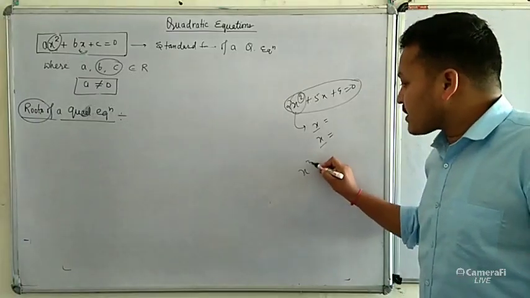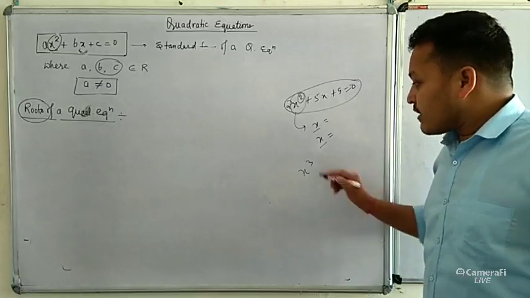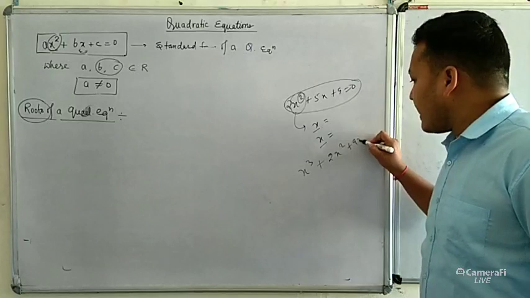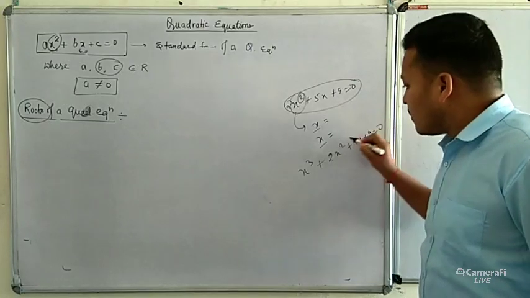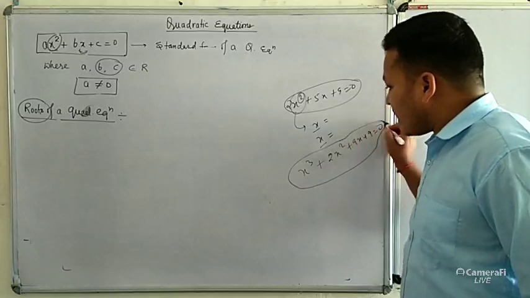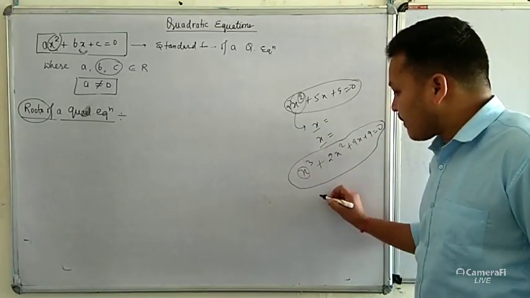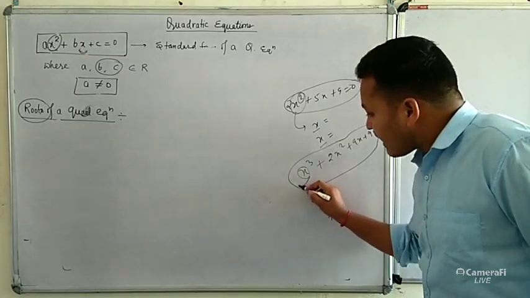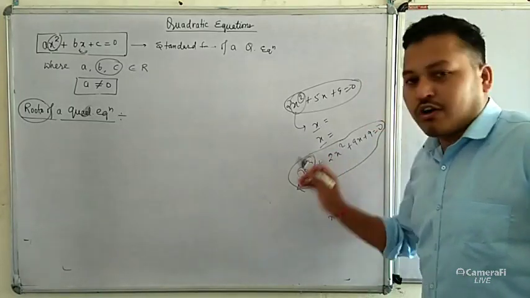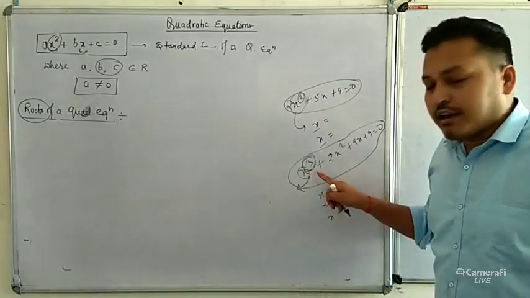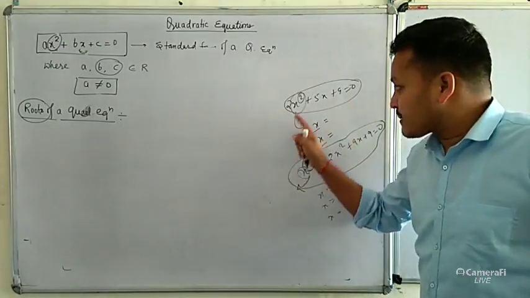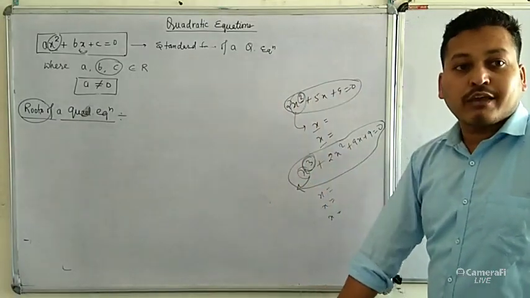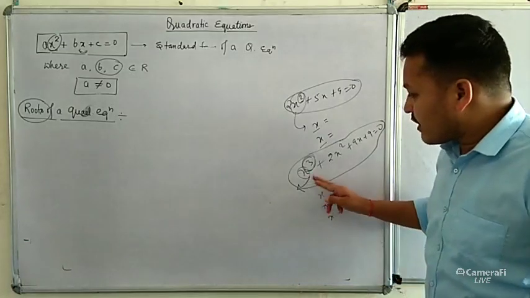If you are given an equation with power 3, say x cube plus 2x square plus 9x plus 9 is equal to 0, the highest power of x is 3. So how many roots of this equation are possible? 3 roots are possible: 1, 2 and 3. But if the highest power of the variable is 3, it is not a quadratic equation, because I already explained the highest power of the variable should be 2 for a quadratic equation.